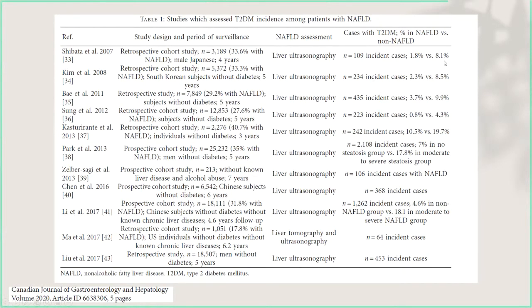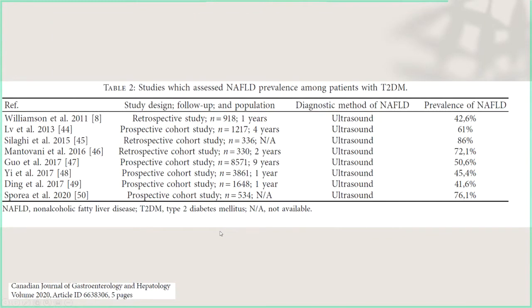1.8 versus 8.1% over 4 years, 2.3 versus 8.5%, 3.7 versus 9.9%, 0.8% versus 4.3%. So across the board, what you find is that the presence of NAFLD will increase the rate at which someone will develop diabetes. And of course, the other thing is also true: among patients with diabetes, there is a higher prevalence of NASH or NAFLD. Most of these diagnoses were made with ultrasound.